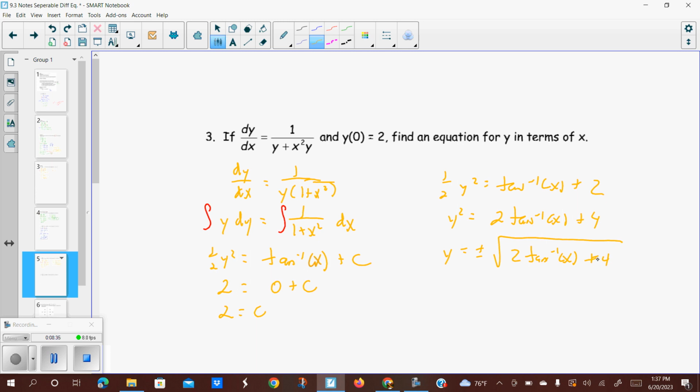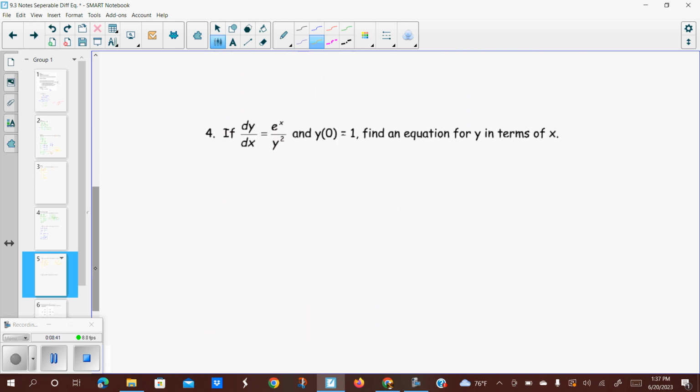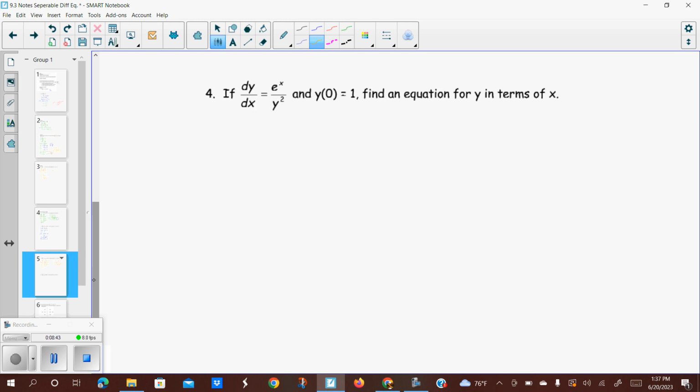All right, one more of these types of examples, then we'll do the AP problem, and that'll finish up our video. All right, the separation looks pretty straightforward here. We can multiply through by dx and y squared on both sides. Got an initial condition which we'll use. So let's do that. We've got y squared dy equals e to the x dx.